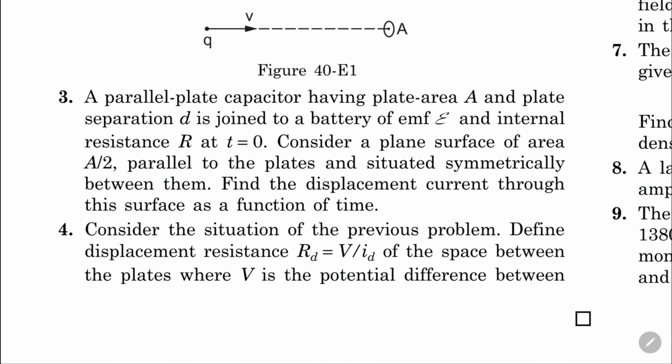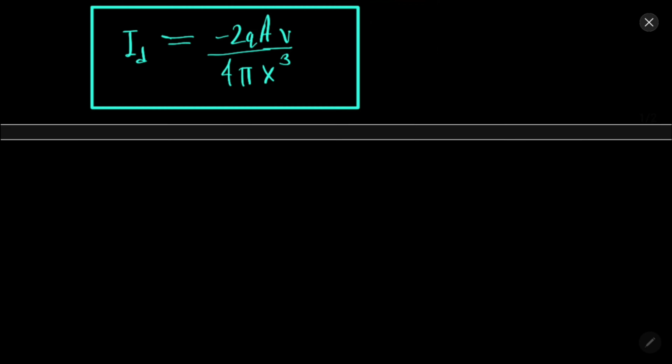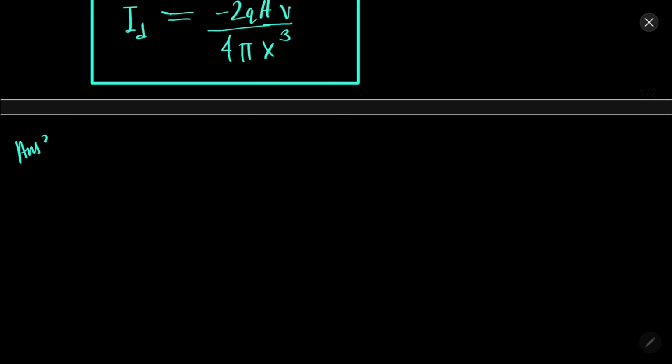In question 3 we have parallel plate capacitor having plate area A and plate separation D joined by battery of EMF E and internal resistance R at t equal to 0. Consider plane surface of area A by 2 parallel to the plates and situated symmetrically between them. We need to find displacement current through this surface as function of time. So this is the third one.